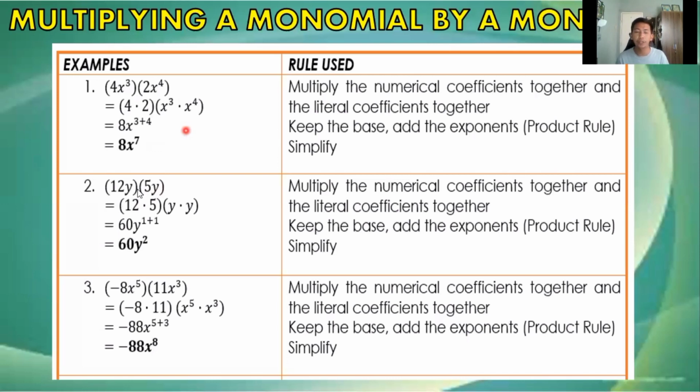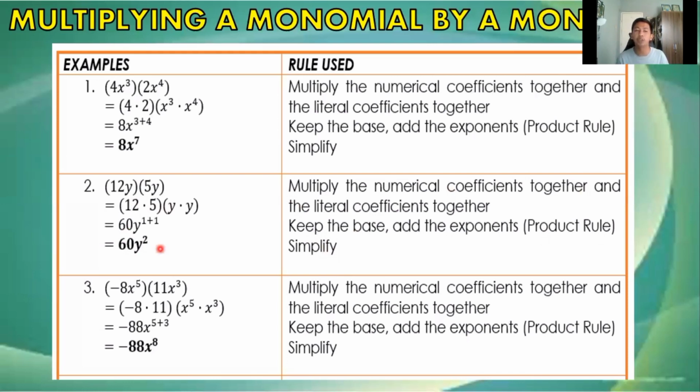Why? Because on the first expression, we only have one term, while on the second one, still one term. 12 times 5, that will give you 60, while y times y, that will give you y squared. Following now the rules or the steps, we have to multiply the numerical coefficients together and the literal coefficients together. And then after that, you have to keep the base and add the exponents, applying now the product rule. And then you have to simplify your answer. That is why the final answer would be 60y squared.